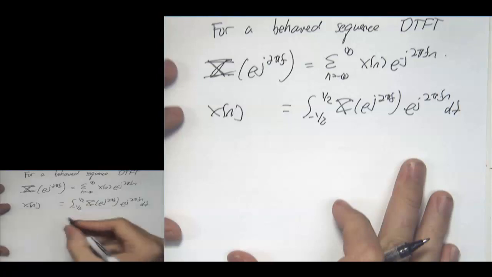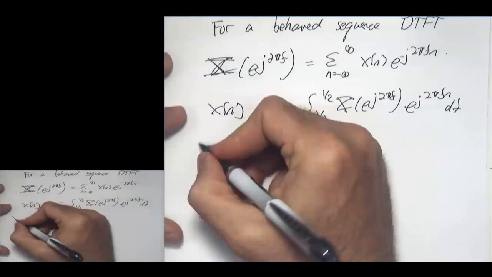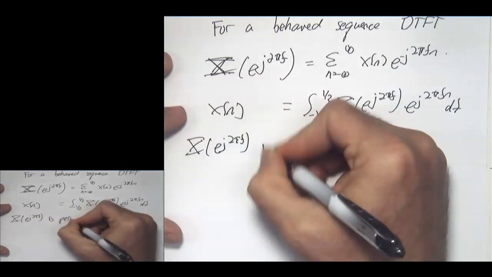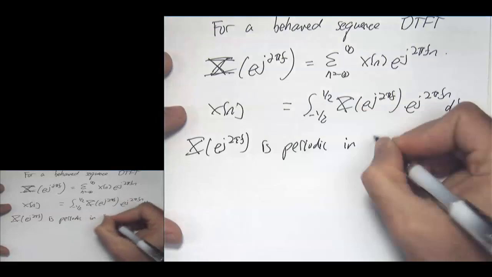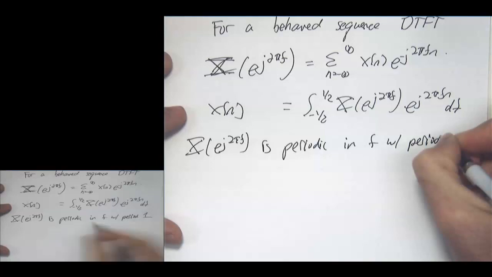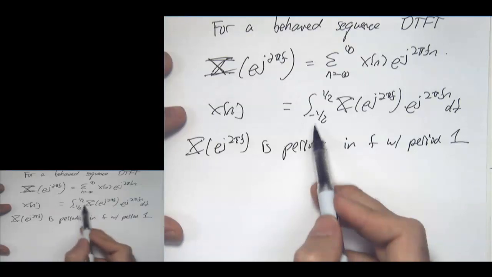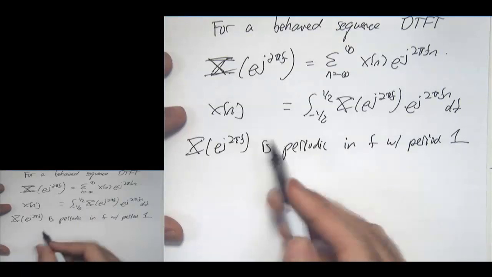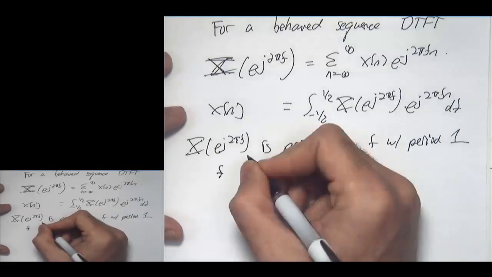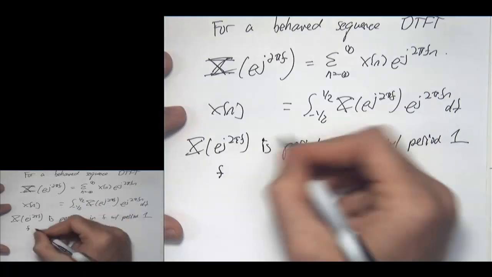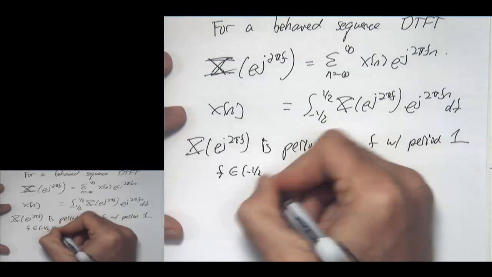And so, since we're not using radians, this X(e^{j2πf}) is periodic in f with period 1. So here we could integrate from 0 to 1, or we can integrate from 2 to 3, whatever. It's periodic with period 1. And then we measure f essentially as frequency instead of radians. So we often look at f on minus 1/2 to 1/2.